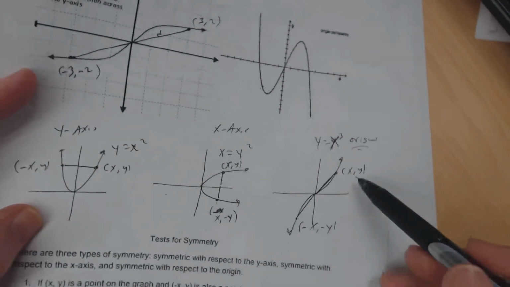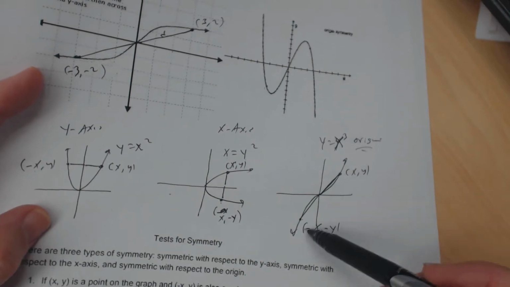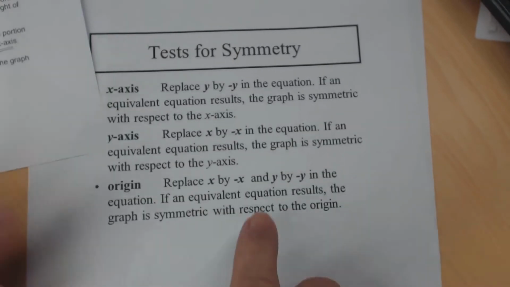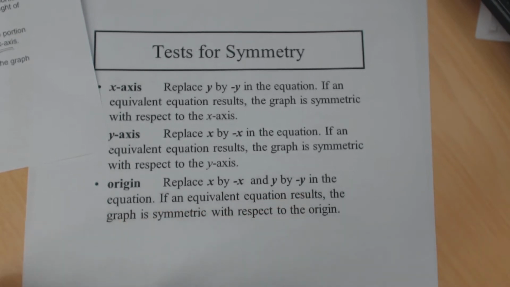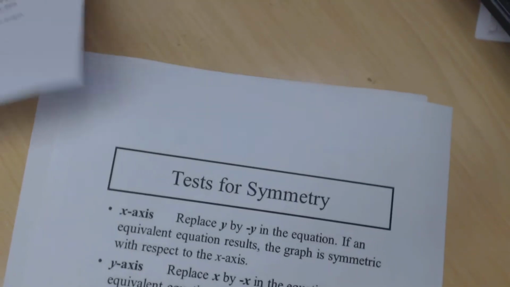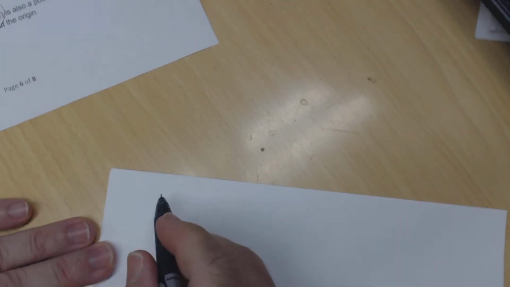And the origin, remember the origin, they were all opposites. X, -x, y, -y. This says replace x with -x, y with -y. And if an equivalent equation results, then the graph is symmetric with respect to the origin. Okay? All right, so let's look at some examples. All right, so we're going to do this algebraically. So in my math lab, that's what they're going to ask you to do. All right, so number 1, determine algebraically.